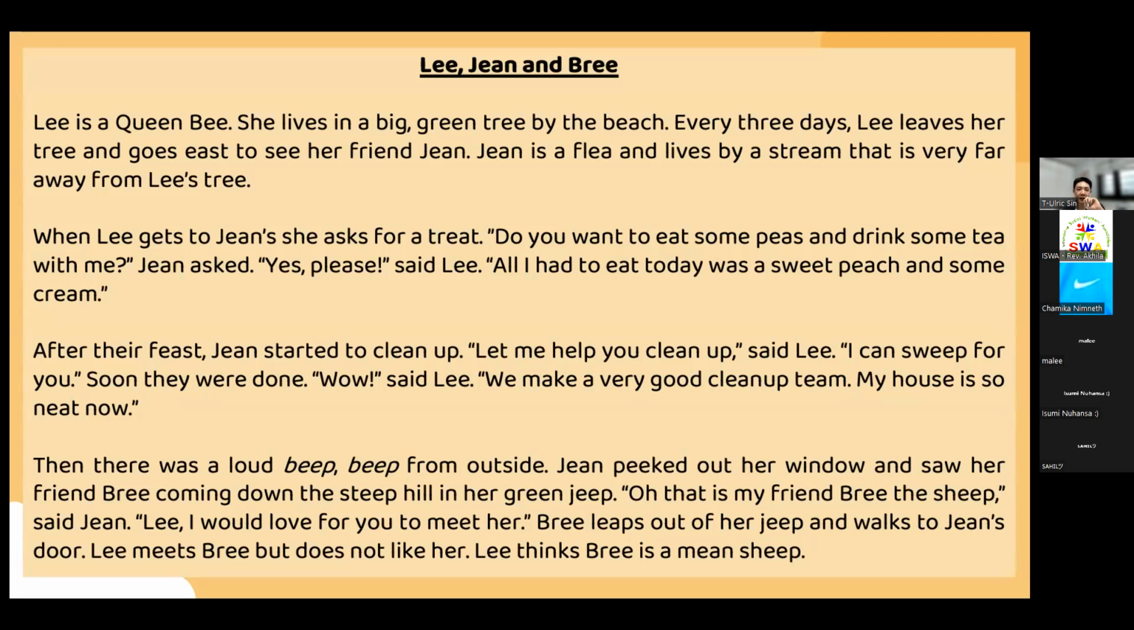Especially like "goes east to see a friend Jean." Make sure that for Jean, you emphasize the word on the EA. "Jean is a flea and lives by a stream that is very far away from Lee's tree." So just take into account that you need to emphasize the EA sound more often when you encounter these words, okay?